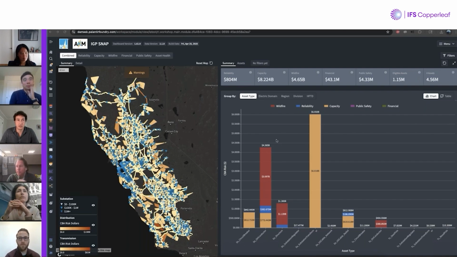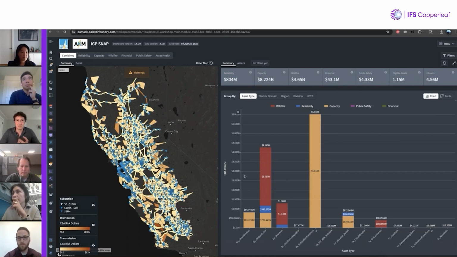These risks are calibrated to enterprise level risk assessments. So for example, for all these different asset types, for a particular one, distribution overhead conductor, we have an enterprise level risk assessment of about $3 billion in this example. And this ensures that the individual asset risks all sum up to that total amount of wildfire risk for that particular asset, to make sure that the risks getting sent over to Copperleaf on the individual assets are aligned with our enterprise expectations.